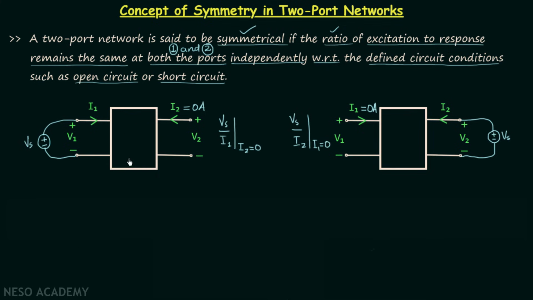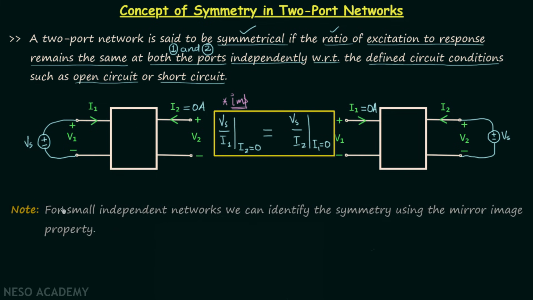The two-port network we are having will be symmetrical if Vs over I1 for I2 equal to 0 will be equal to Vs over I2 for I1 equal to 0. So this is the condition for symmetry in two-port networks. Remember this condition. It is an important condition and we will solve the questions in the coming lectures. Now we will move on to the next point.